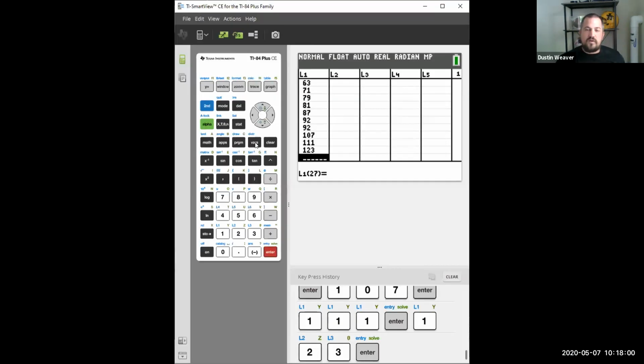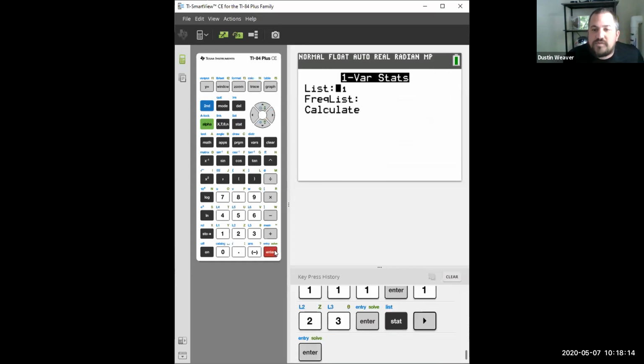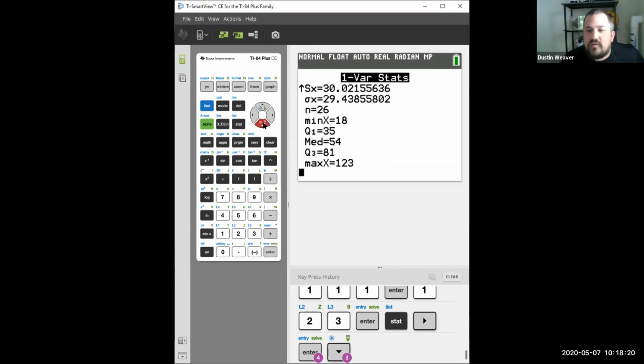So I've typed in all the numbers into list 1, and if I want to find the 5-number summary, then I'm going to go to stat calc, and I'm going to go to 1-variable stats. I'm going to use list 1 as my list, and I'm going to calculate. So if I scroll down, there's my 5-number summary. The minimum is 18. Q1 is 35. The median is 54. Q3, though, is 81, not 87. And the maximum is 123.